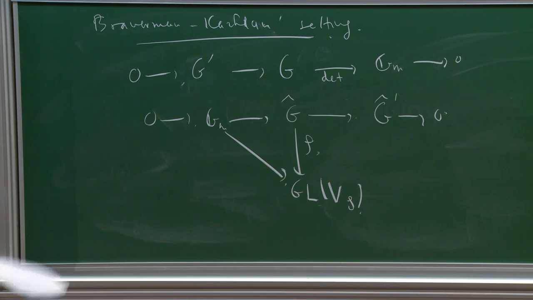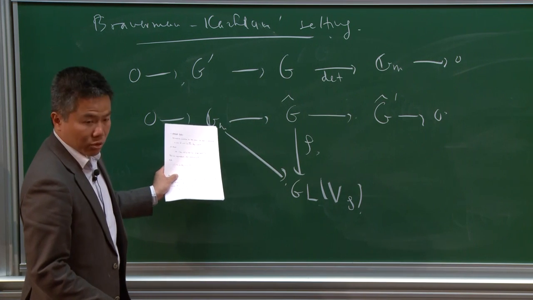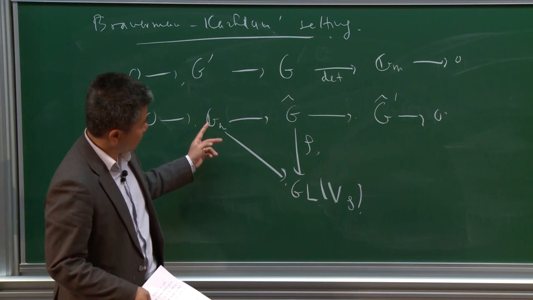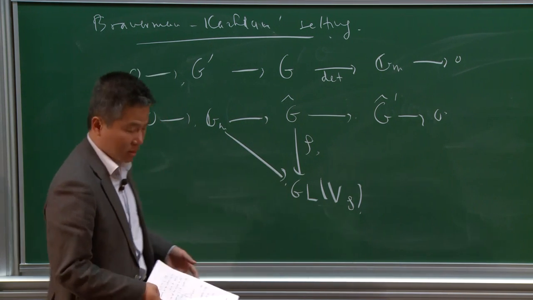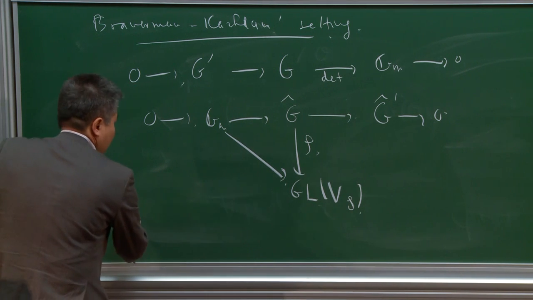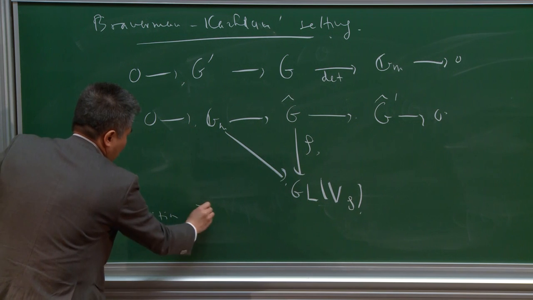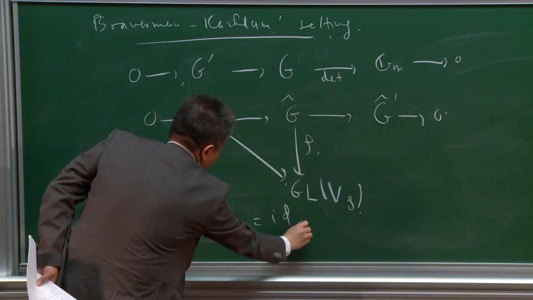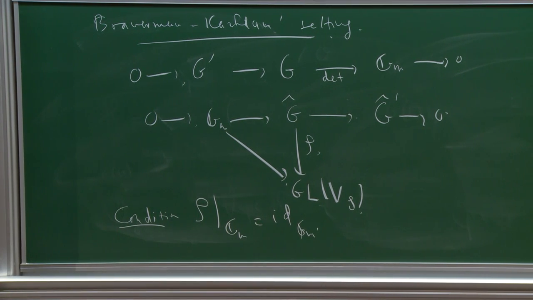So the Bellman Cartesian condition is: if you restrict rho to the center on Gm, it becomes the identity map from Gm central in G hat to Gm central in Gnv. So the condition is rho restricted to Gm is the identity on Gm. I had to make sense of that, but it's easy to understand what it means.